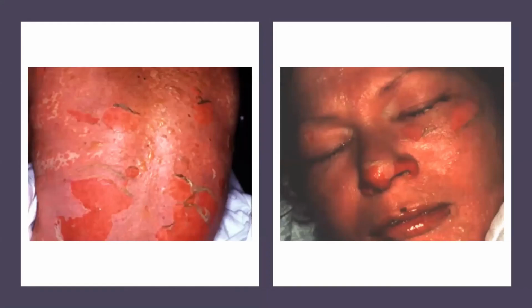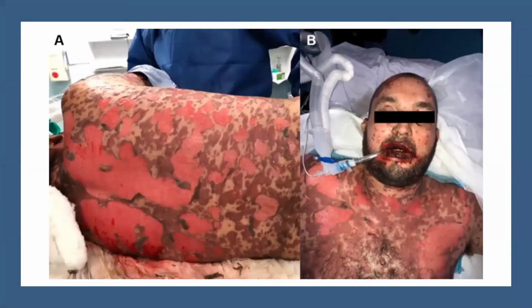This is a picture that I captured from the internet. As you can see, this is a person having TEN at this point, where there is actually denuded skin. Another patient here, also captured from the internet, where you can see the loss of skin from allopurinol. That's what the patient was on.